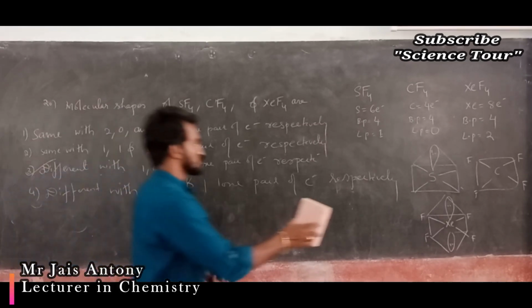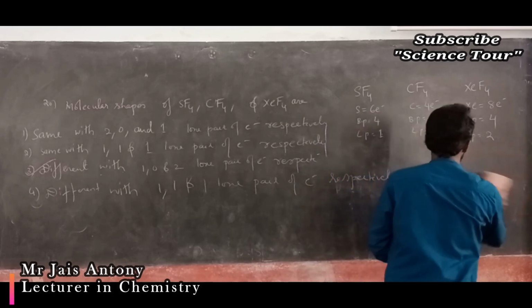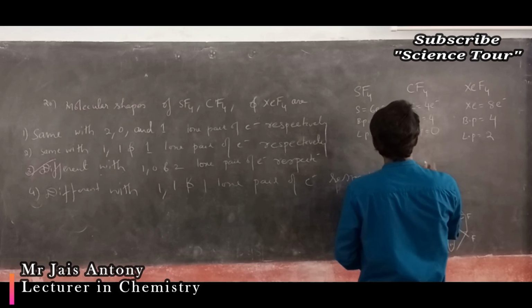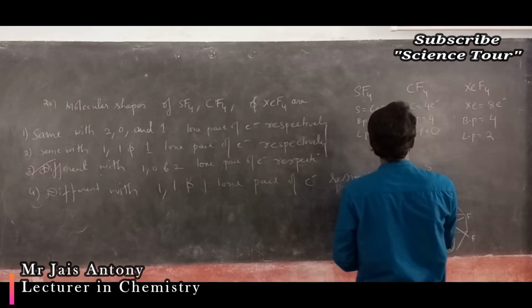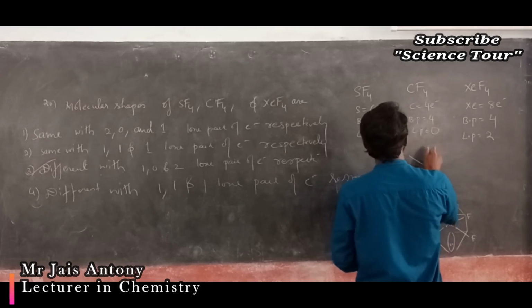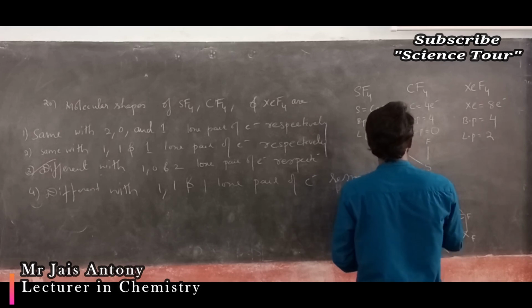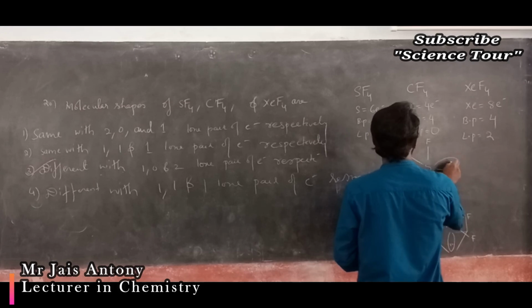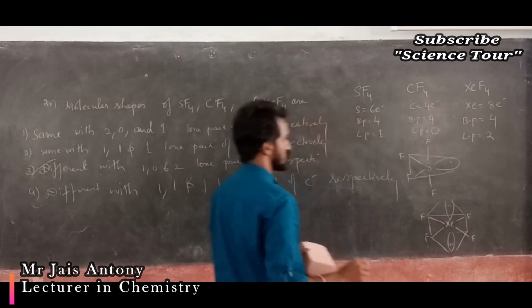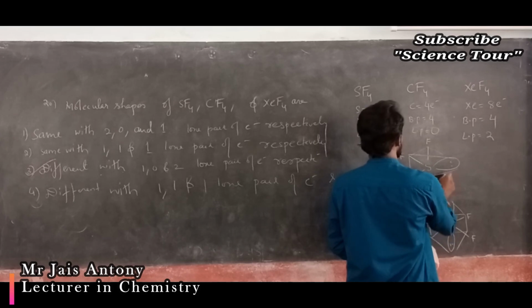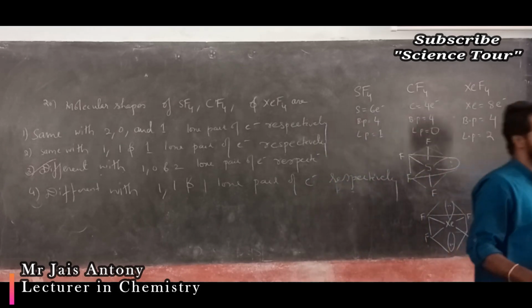Okay, my dear students, one small correction. Yesterday I explained about this particular one. Look at this. SF4 means 4 bond pairs are there and 1 lone pair is there. You can write 1, 2, 3, 4 bond pairs. Understood? 4 bond pairs and 1 lone pair. This actually looks like a trigonal bipyramidal shape.